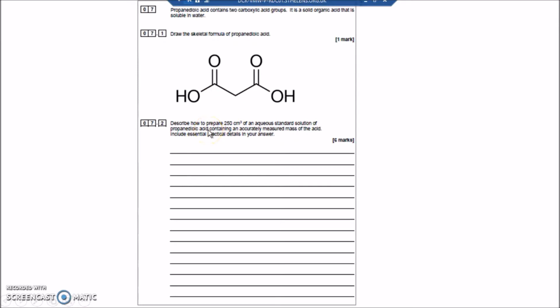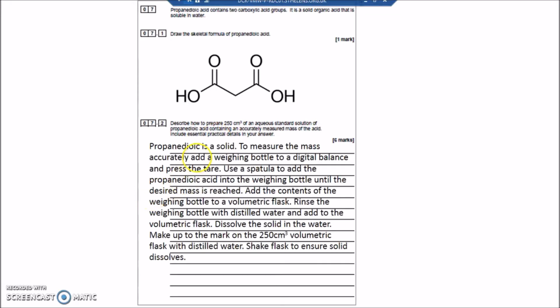Describe how to prepare 250 centimetre cubed of an aqueous standard solution of propanedioic acid. Remember, it's a solid, containing an accurately measured mass of the acid. Include essential practical details for 6 marks. So what do you do first of all? First of all, mention it's a solid.